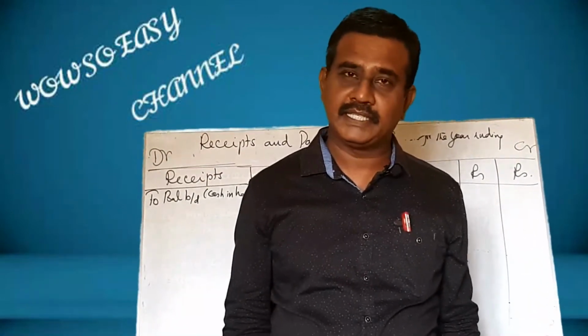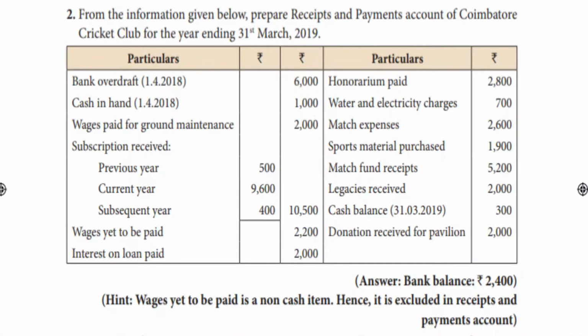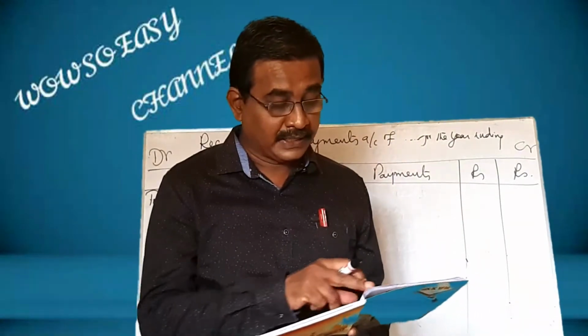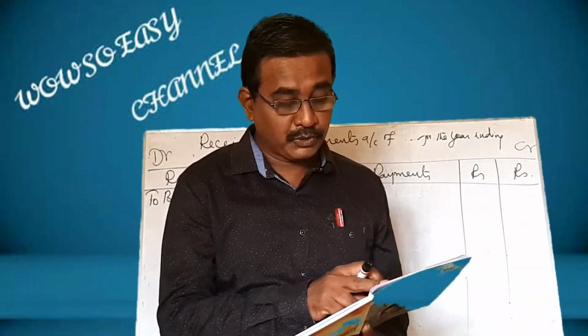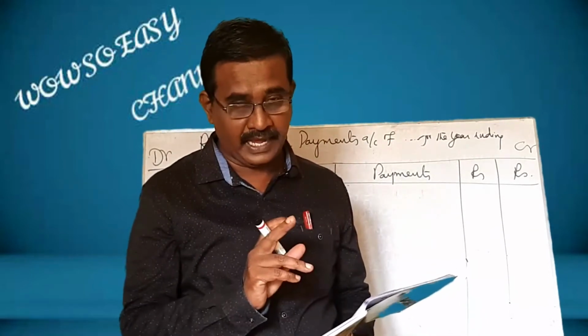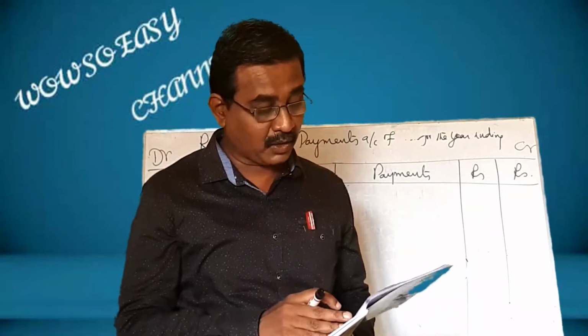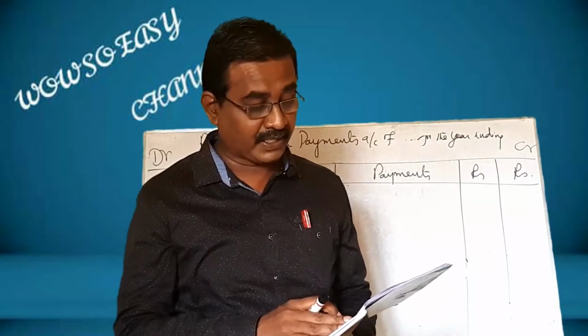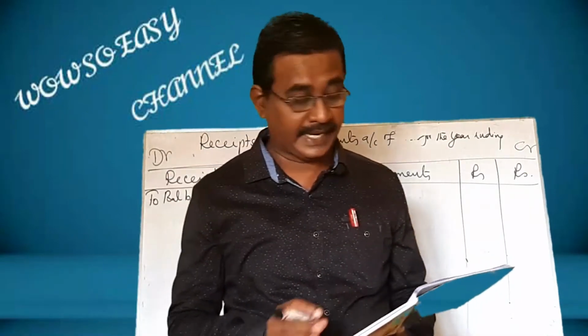Problem number 2, given in page number 71. Let us analyze the sum. From the information given below, prepare receipts and payments account of Coimbatore Cricket Club for the year ending 31st March 2019. In the heading, you have to give receipts and payments account of Coimbatore Cricket Club for the year ending 31st March 2019.